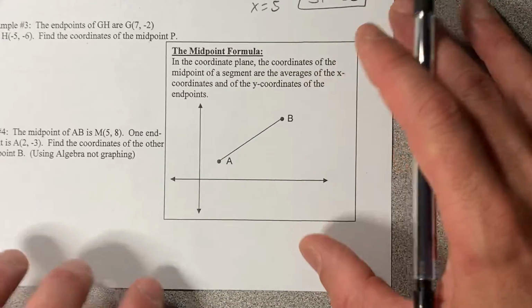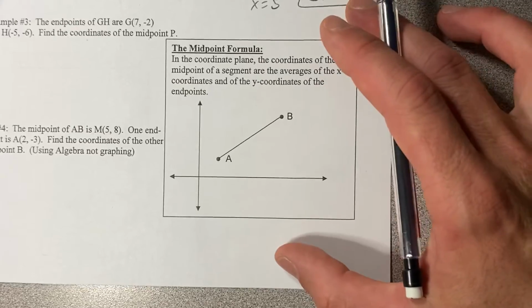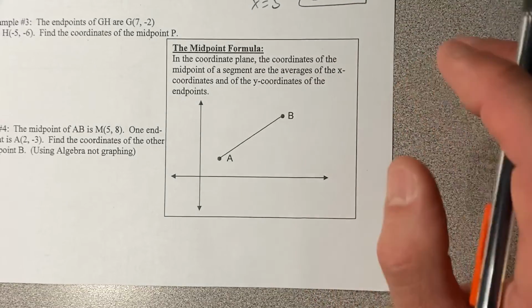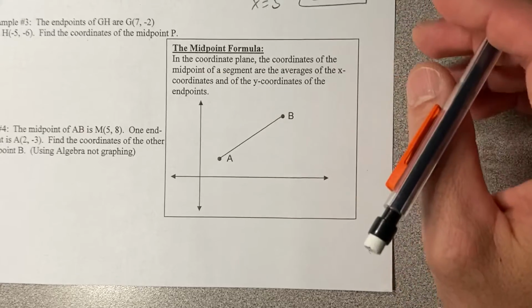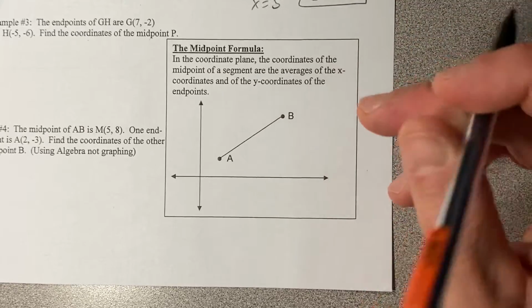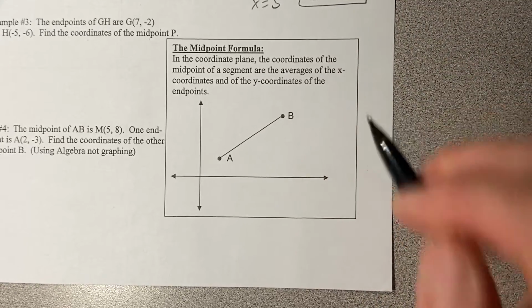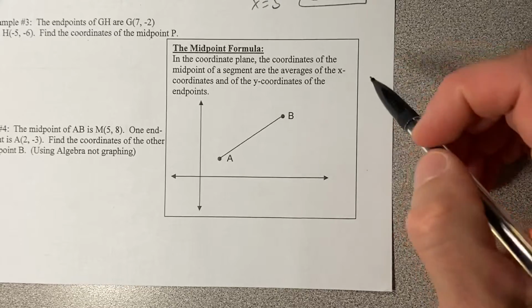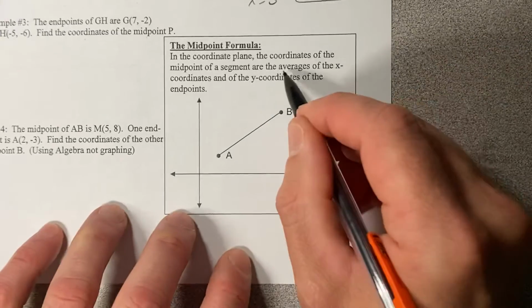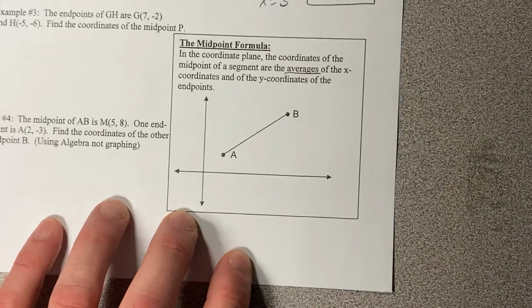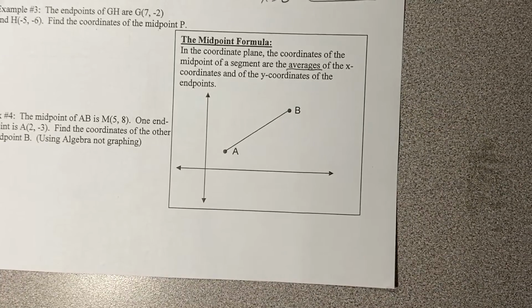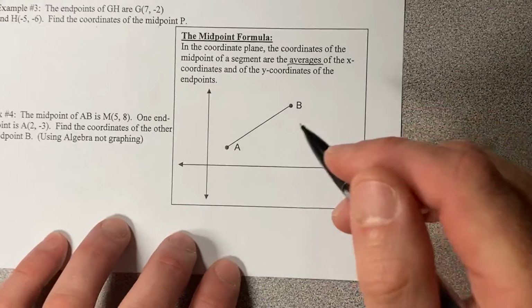So before we tackle example 3, let's move on over here and talk about the midpoint formula. The midpoint formula says in the coordinate plane, the coordinates of the midpoint of a segment are the averages of the x coordinates and of the y coordinates of the endpoints. It's the averages of them. So to generate a formula for this, here's what I want you to do.